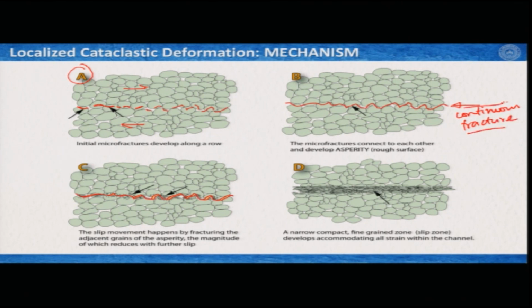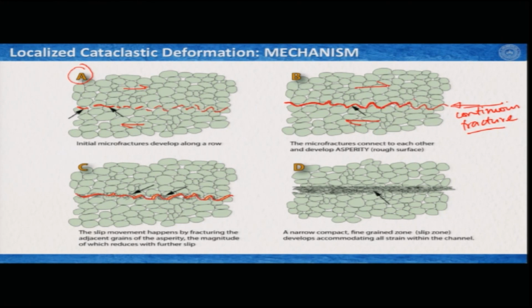Okay. Now, these continuous fractures do act as a weak zone. So, if the shear continues, then along these fractures these two blocks are separated now and they try to slide past each other. Now, what we see here is that this red line is not very straight.